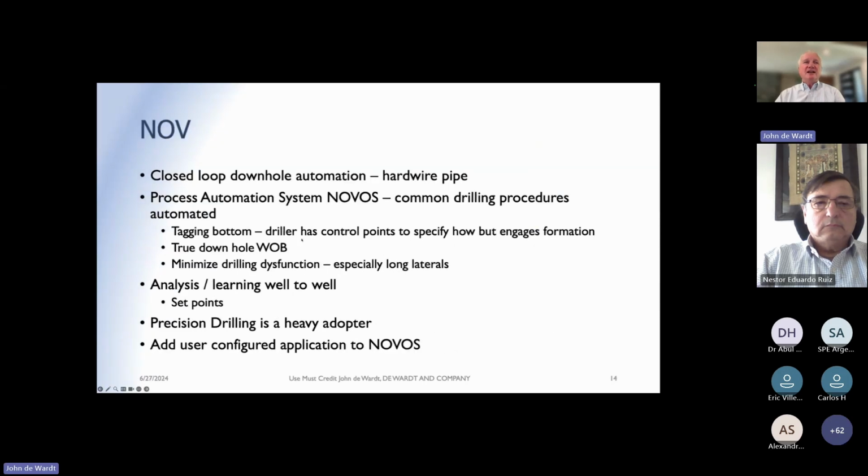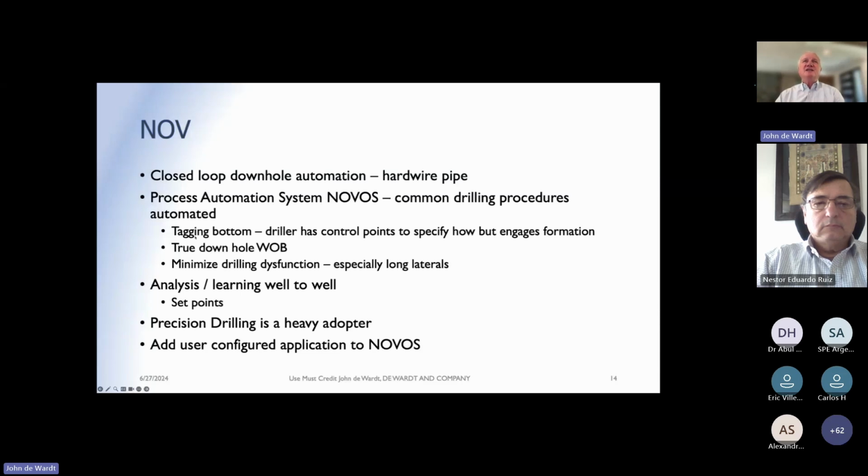So if I go through various companies that have been involved, NOV's been in this for a long time. And they started out with a closed downhole automation loop using their hardwire system, and their process automation system, Novos, was sitting on top of that. Novos now runs without the hardwire system. So you can run it with the hardwire, with the downhole data, or without the hardwire.